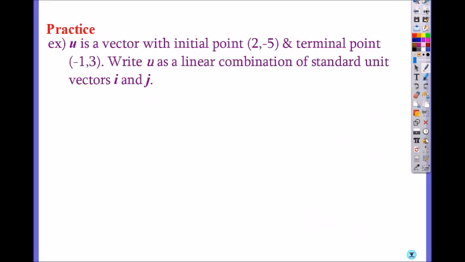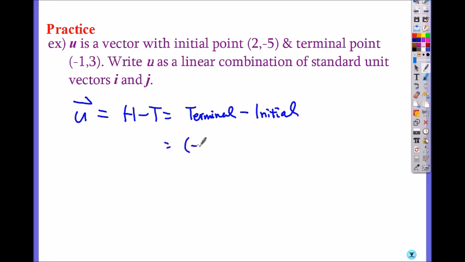Vector u is a vector with initial point (2, -5) and terminal point (-1, 3). Write u as a linear combination of the standard unit vectors i and j. So what do you need to find first? You have to first find the component form of vector u, right? So you do head minus tail, which is the terminal minus initial, right? So terminal, (-1, 3), minus initial, (2, -5).